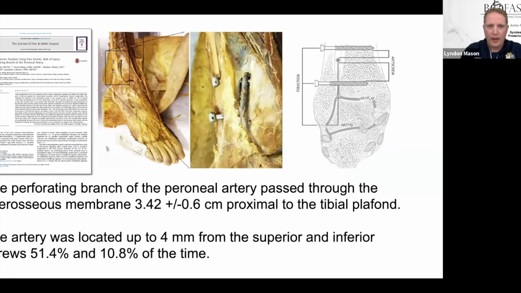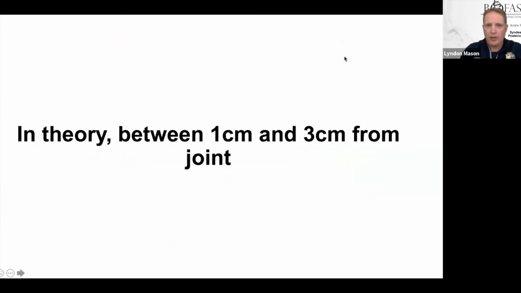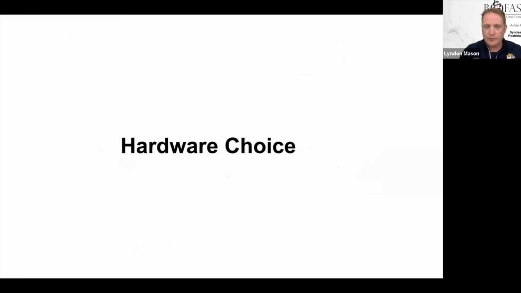This is another one where they looked at, in comparison to screws, the superior and inferior, and you can see the inferior screw is usually well away from it, but the superior screw can be very close. So in theory, you need to get your implant somewhere between 1 centimeter and 3 centimeters from the joint. Hardware choice.